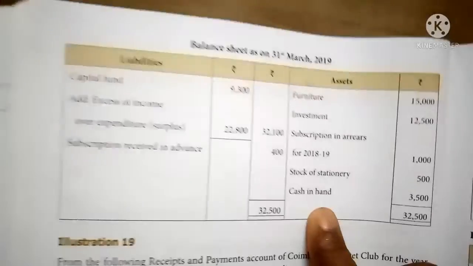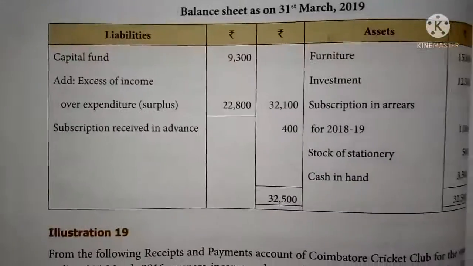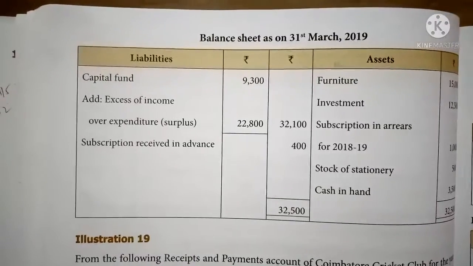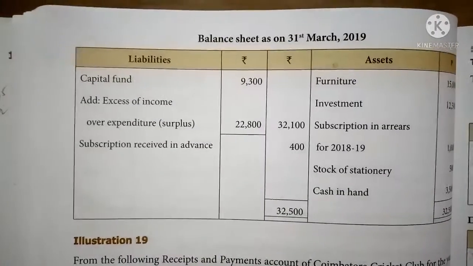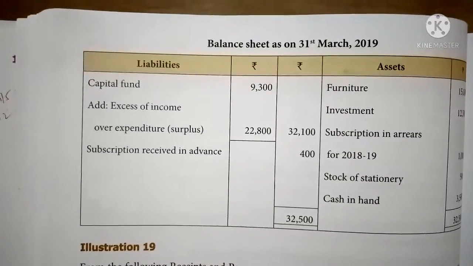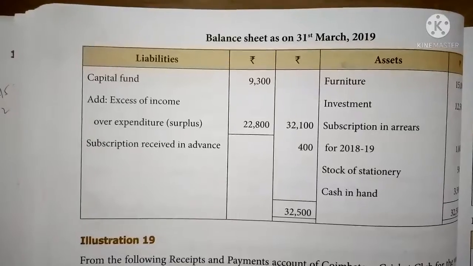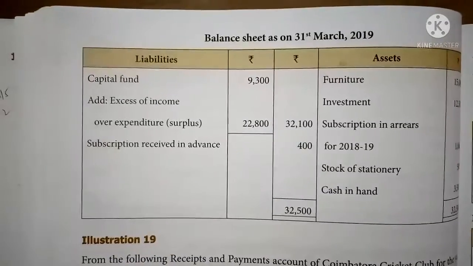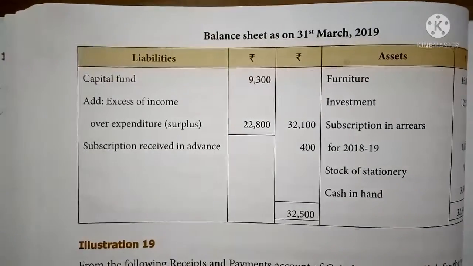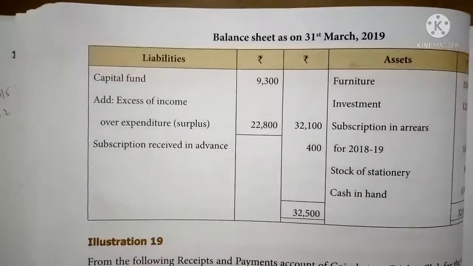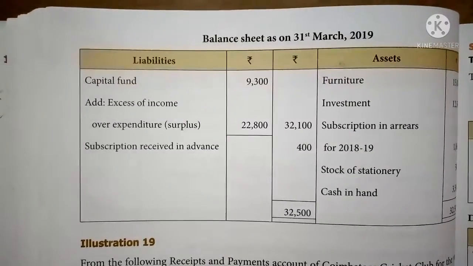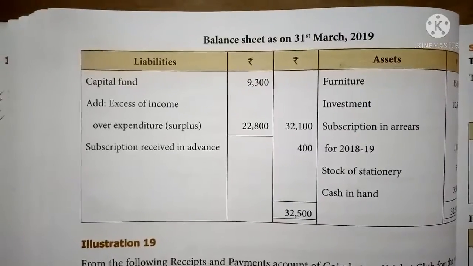So likewise you can prepare the income and expenditure account and balance sheet from the receipt and payment account and some adjustments given. Whatever comprehensive sum is given, go through it thoroughly. Find out the revenue receipts and revenue payments and take them to the income and expenditure account. Make the adjustments given and find out the surplus or deficit. Then prepare the balance sheet from the information given in the receipt and payment account and adjustments.